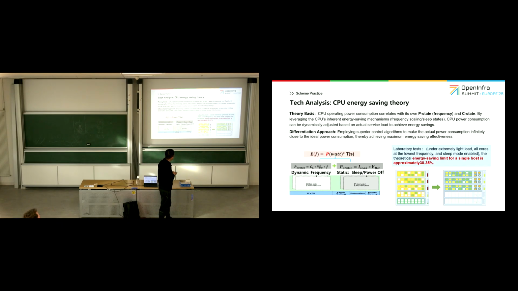We did a test based on our environment where we have a very light load on the CPU, and it is at the lowest frequency. That's the limit for the CPU: you can save 30 to 35% of the CPU power if it's in very low mode. That's what we can say. You need to run, but it's still active.